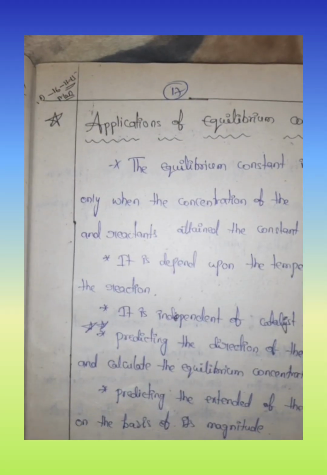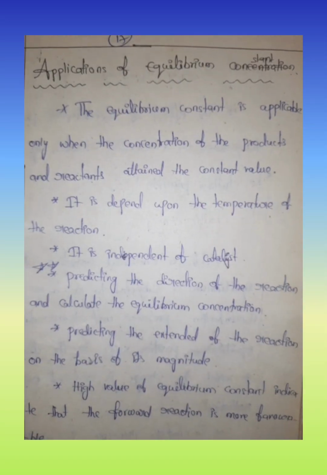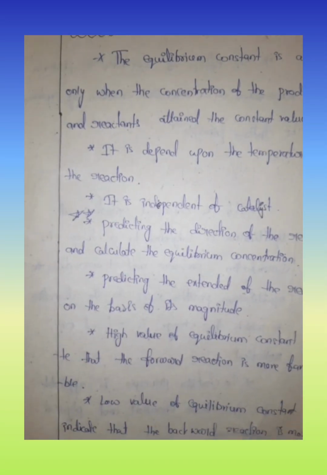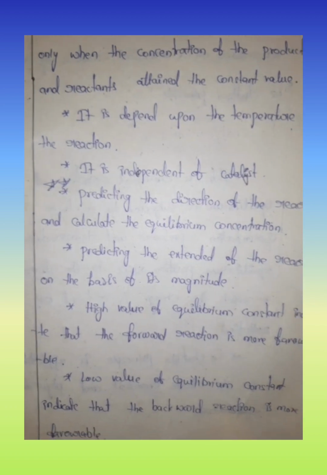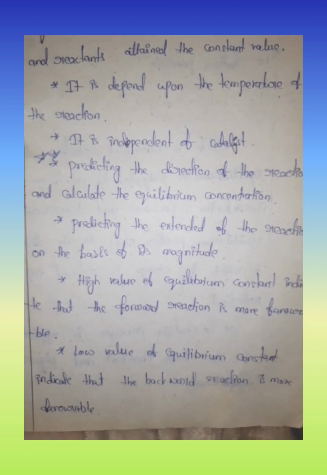The equilibrium constant is applicable only when the concentrations of the products and reactants attain the equilibrium concentration value. It depends upon the temperature of a reaction. It is independent of the catalyst. It is used for predicting the direction of the reaction and calculating the equilibrium concentration, and for predicting the extent of the reaction on the basis of its magnitude.